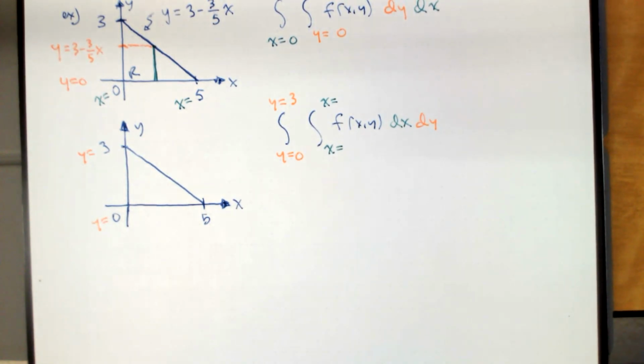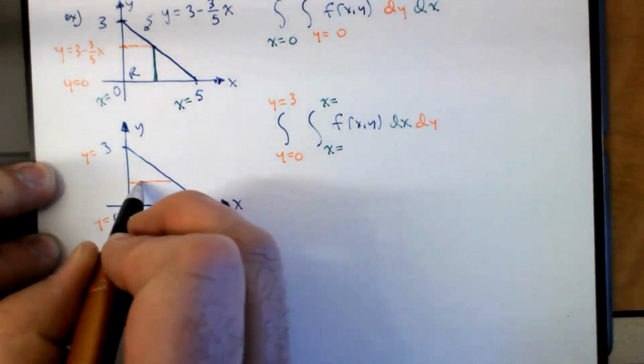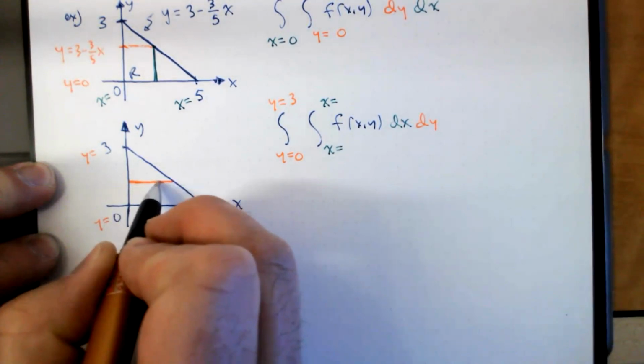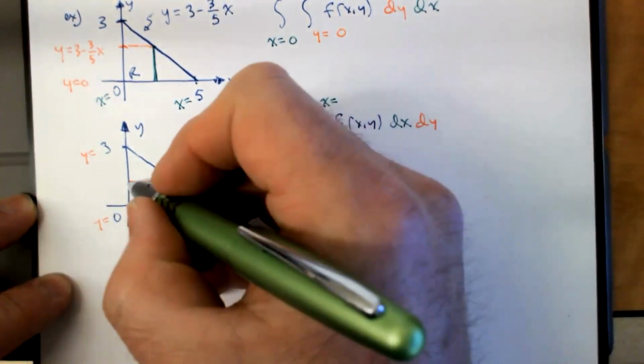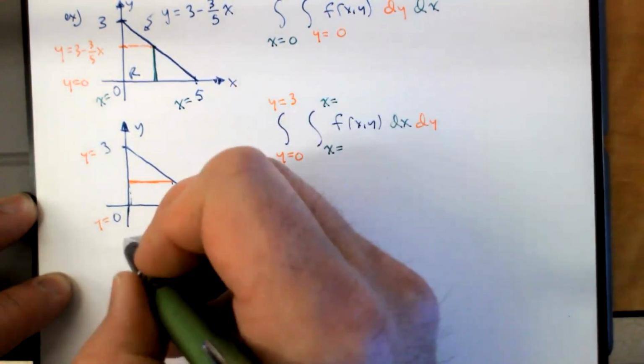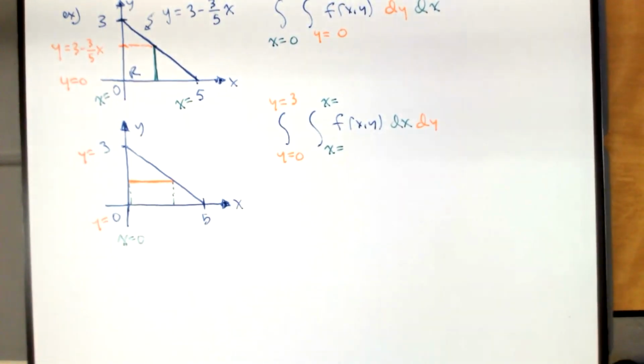Now we need to pick a typical y value and see what x is between. So here's a typical y value. Now we just need to see what x values this is between. Looks like it starts off at x equals 0. And for the other one, all we have to do is take the equation y equals 3 minus 3/5 x and turn it around.